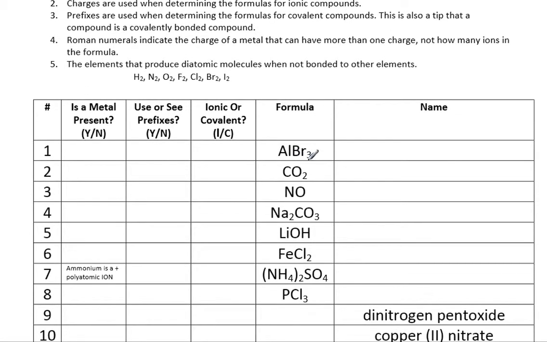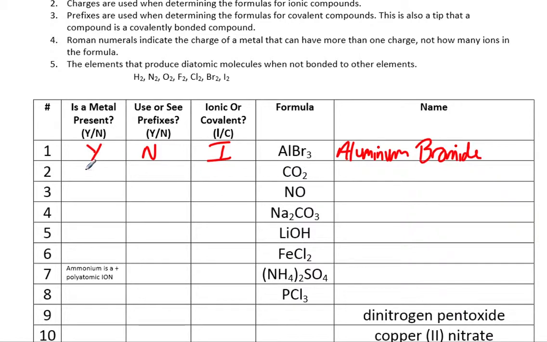We've got aluminum bromide. Aluminum's a metal, so yes, a metal's present. That means it's ionic. So no, we don't use prefixes. So now if we name this without prefixes, we just say the name of the metal. So this is aluminum. Don't change the ending. And then you write the ending, which is the anion, which is bromine, but change the ending to bromide. So aluminum bromide.